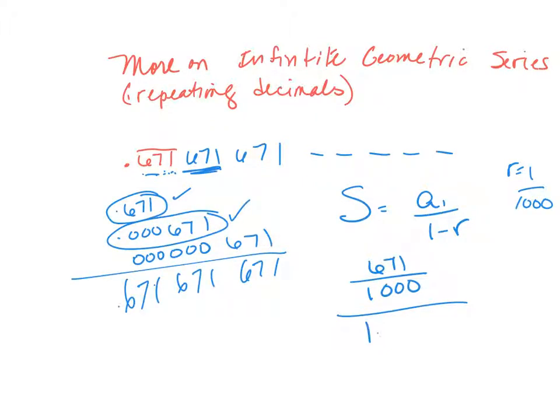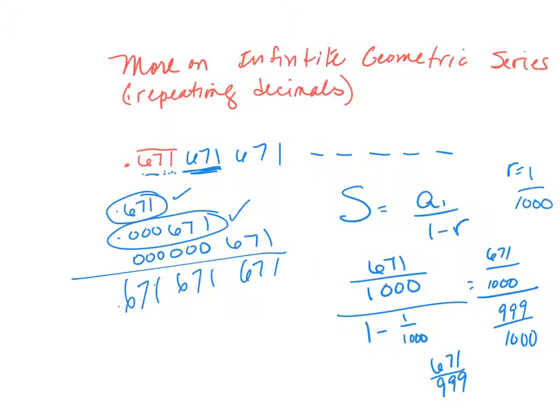So you have 1 minus 1 over 1,000, which is equal to 671 over 1,000 divided by 999 over 1,000. And that is 671 over 999. And if that reduces, you go ahead and reduce it on your calculator.